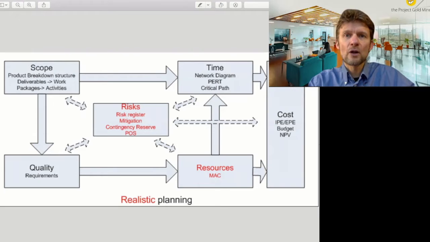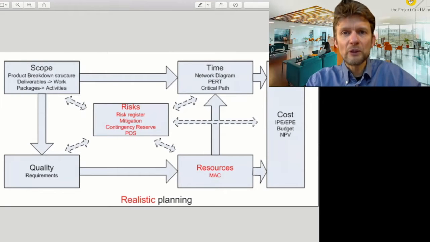And this comes from a product breakdown structure. And then a work breakdown structure, that is a number of deliverables and or activities. Based on these deliverables, we need to determine the level of quality, so the quality requirements that we want to reach.